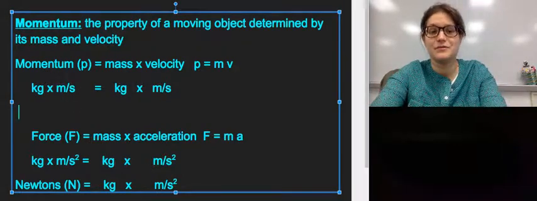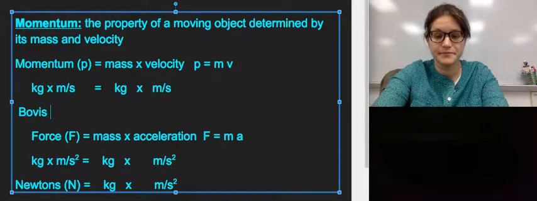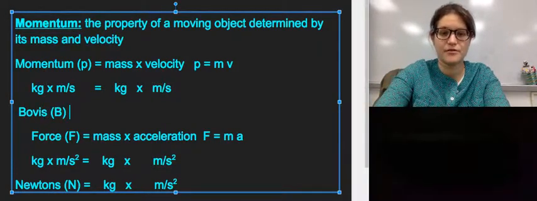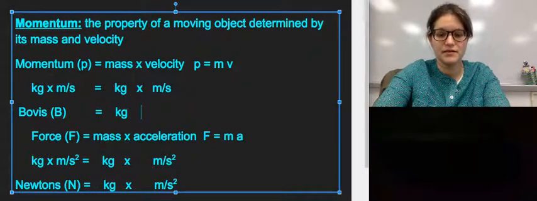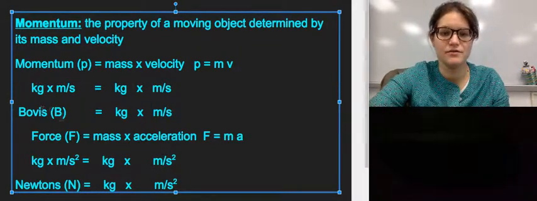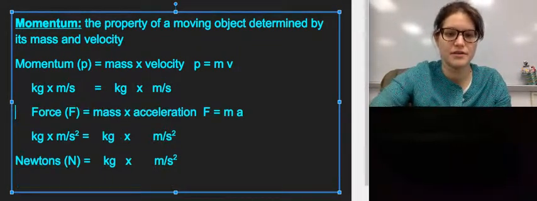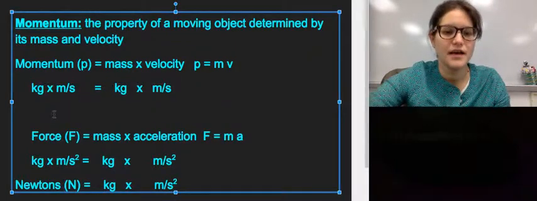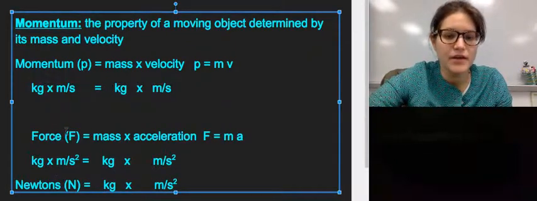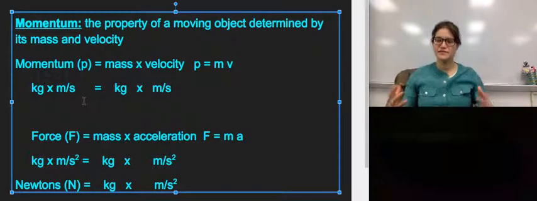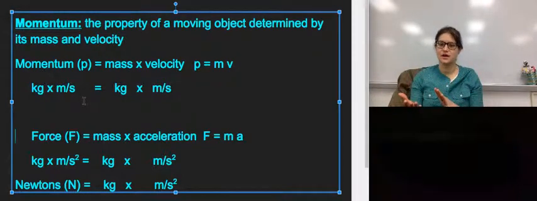I think that maybe we should call them bovis. And that could be equal to kilograms times meters per second. But if you wrote that out, nobody would know what you were talking about, so you should probably not do that. Anyway, the point here is that momentum is how heavy something is times how fast it's going.